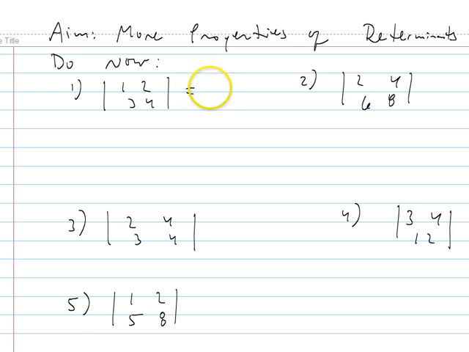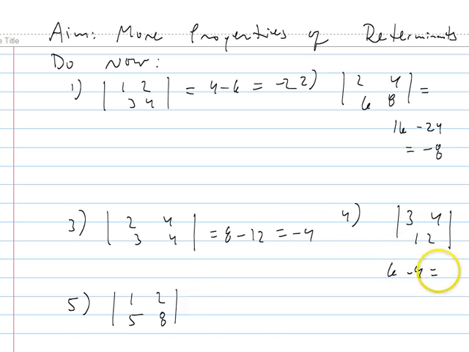And when you do the determinants, this one's 4 minus 6, which is negative 2. This one is 16 minus 24, which is negative 8. This one over here is 8 minus 12, which is negative 4. This one here is 6 minus 4, which is 2. And this one here is 8 minus 10, which is negative 2.